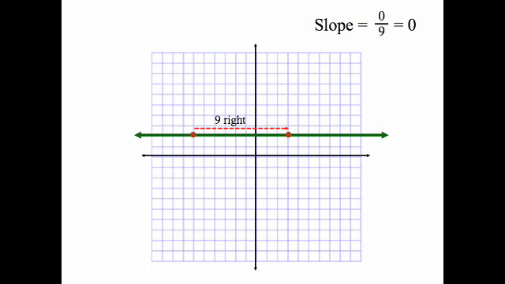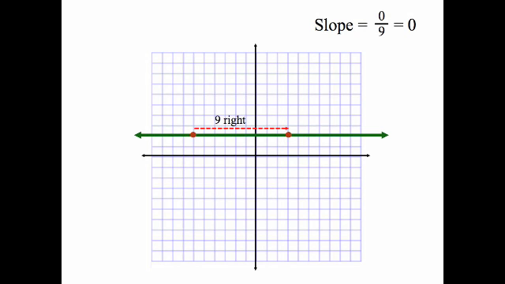And now let's take a look at a horizontal line. Pick any 2 points you want, and your up-down move is 0. And your left-right move is the distance between the 2 points you picked. In this case, they're 9 apart. So 0 over 9 is 0.